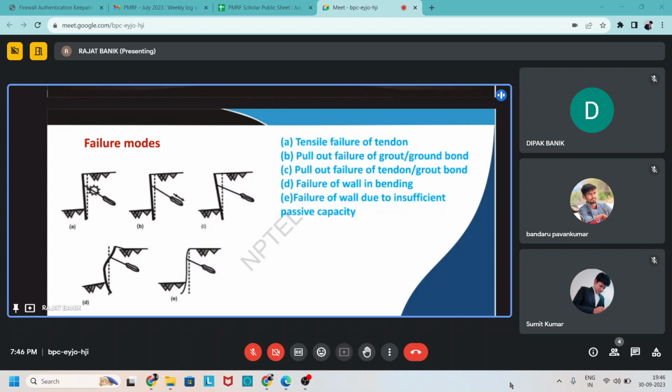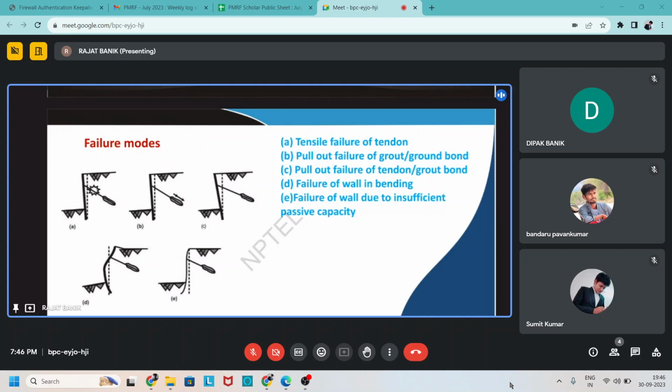So this is similar to the pull out failure. In pull out failure, there is an arrangement with the tendon also; grout and tendon also pull out from the wall. But in pull out failure of tendon, only the tendon is pulled out from the grouting material. Then this type of failure will occur. Then failure of grouted bond.